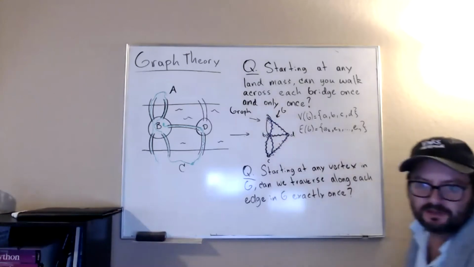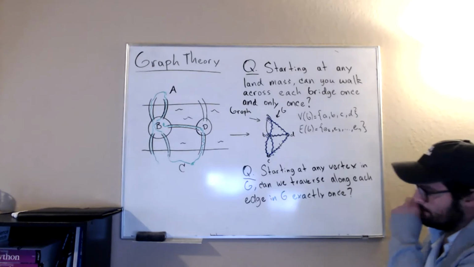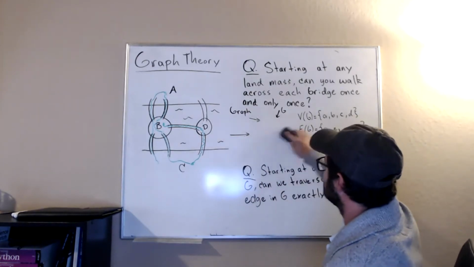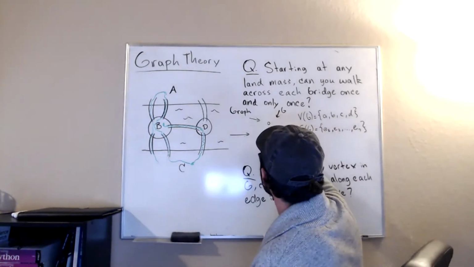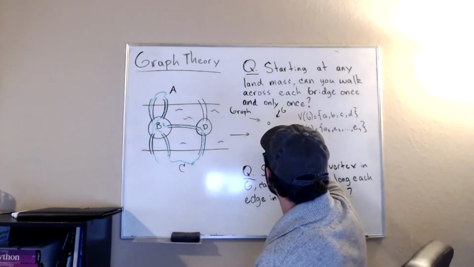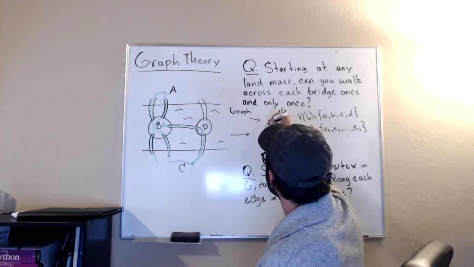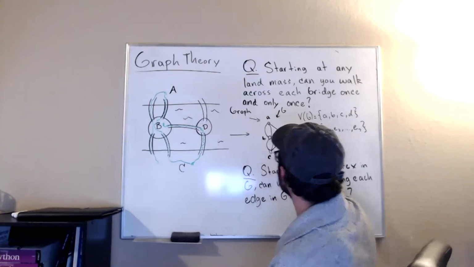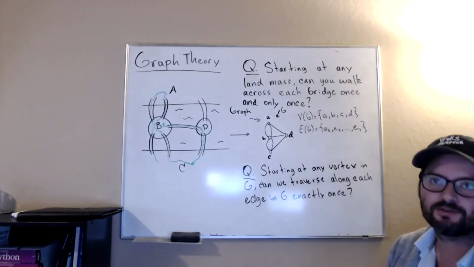So it's kind of like the graph theory version of this question. Again, let me draw it again and see if there's a way to do this. It doesn't matter how you draw the thing, so long as the relations are preserved. A, B, C. So what do you think? Can you do it? Is there a way to do it?